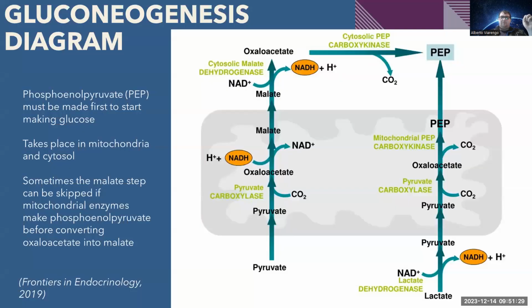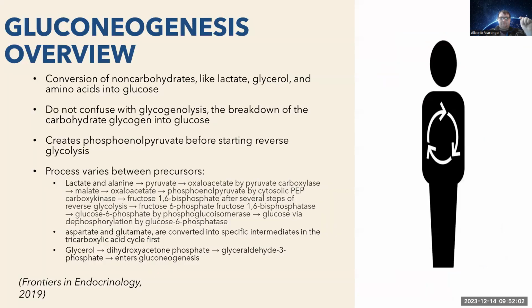This here is a little diagram of gluconeogenesis in our human cells. The phosphoenolpyruvate, shorthand PEP, like I said before, must be made first to start making glucose. It takes place in both the mitochondria and the cytosol. Now, remember that long list of the lactate and alanine steps? Well, sometimes a couple steps can be skipped. Let me backtrack a little bit. You'll see in the lactate and alanine process that it turns into pyruvate, oxaloacetate, malate, and then oxaloacetate again.